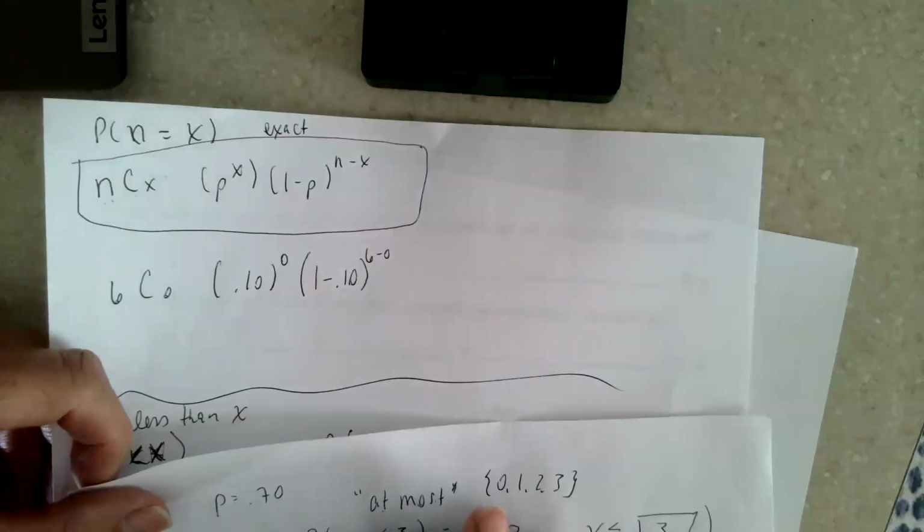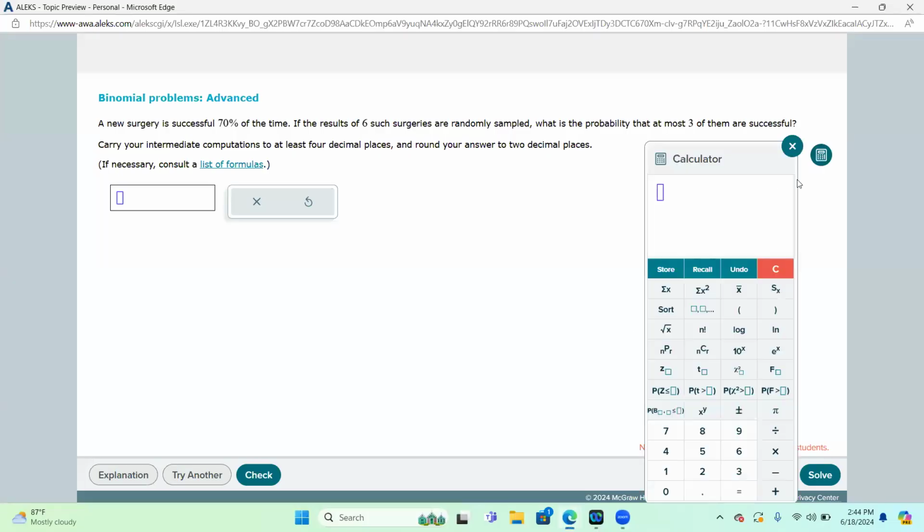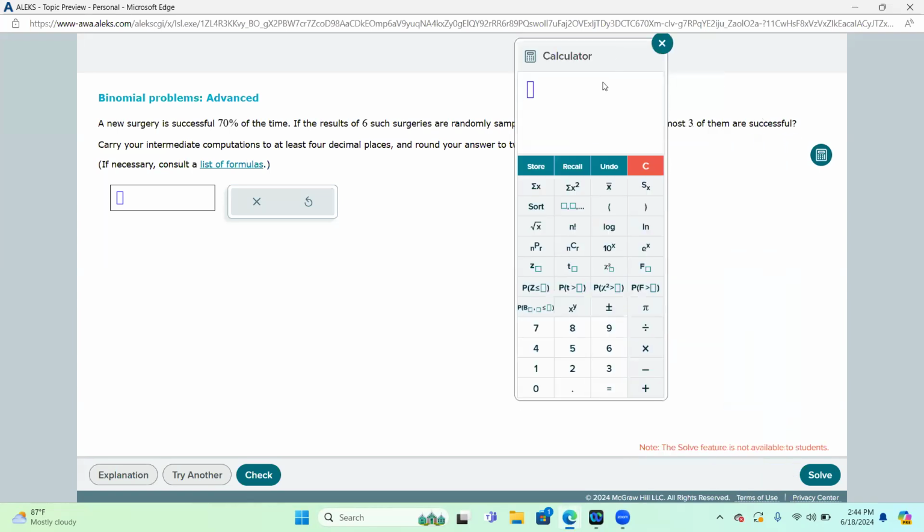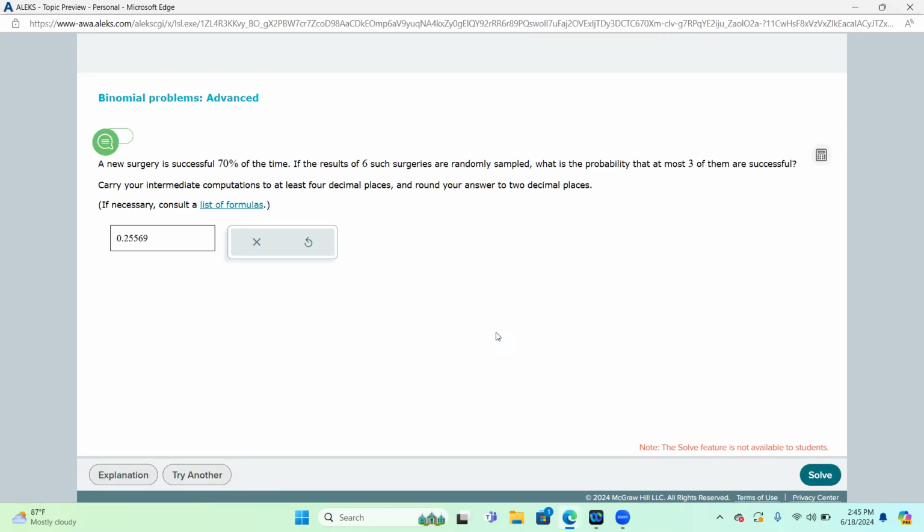So let's go ahead and go back to ALEKS and type that in using the ALEKS calculator. And we have here, we have 6, and you can tab right over to the pieces that you have to enter, and 3. And there is our probability, 0.25569. I'm going to enter that exact value and check it.